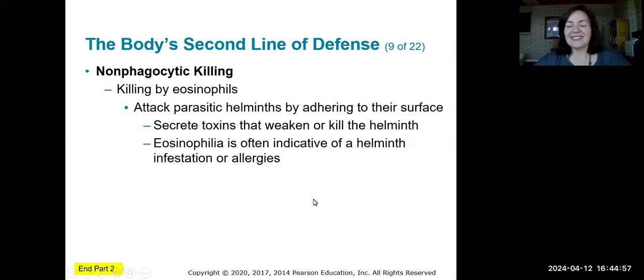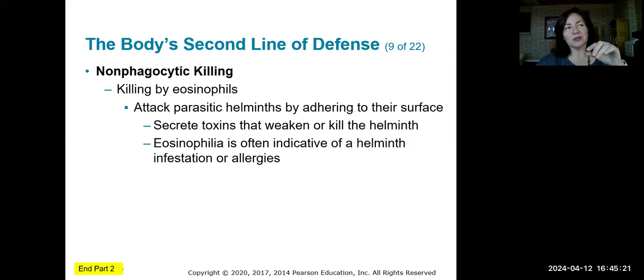Hey, welcome back. So we had just finished part two of the lecture on chapter 15, innate immunity. And we talked about specific cells of the second line of defense, those 5 different kinds of white blood cells. 4 of them play a role here in the second line of defense.